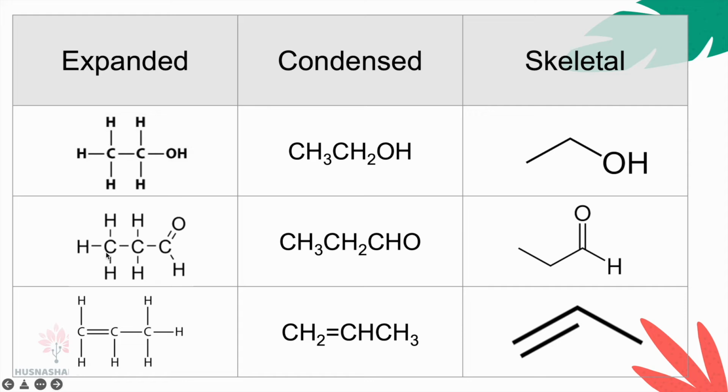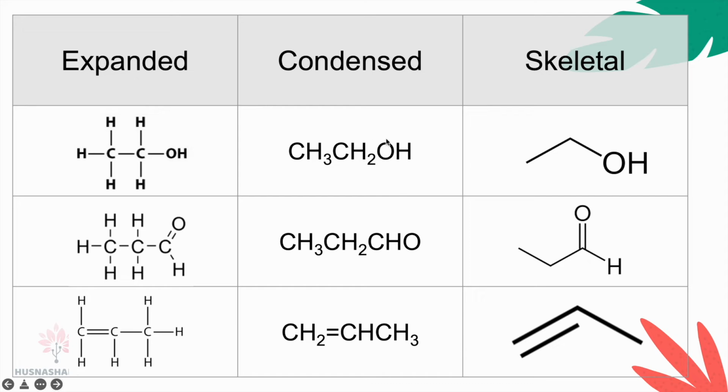Next, CH3, CH2, CHO. Okay, so this is CHO, the carbonyl group. In condensed structure, CH3, no single bond is shown. So start from the left, CH3, and then CH2, CHO. So CHO means this carbon double bond with O, and that carbon has single bond with H.